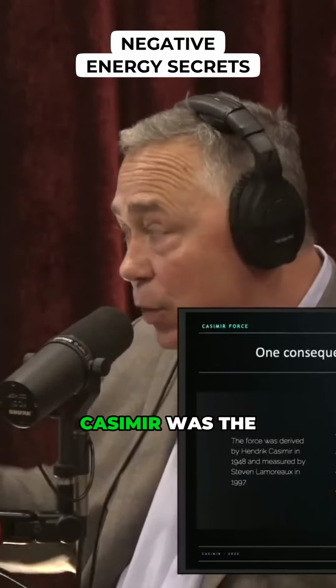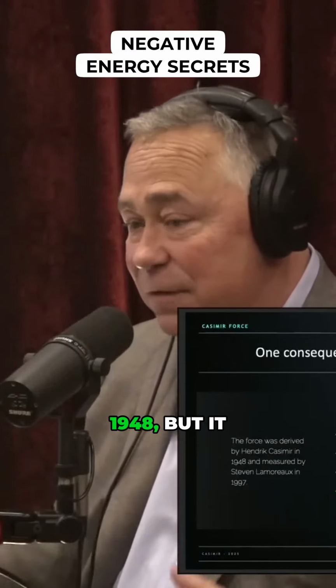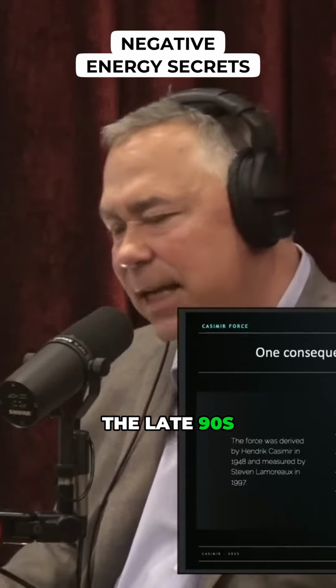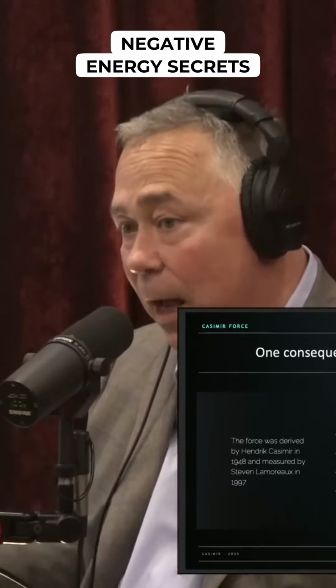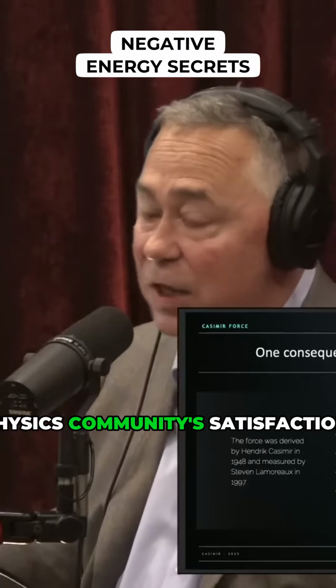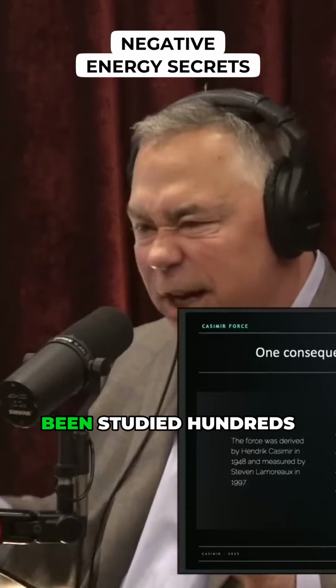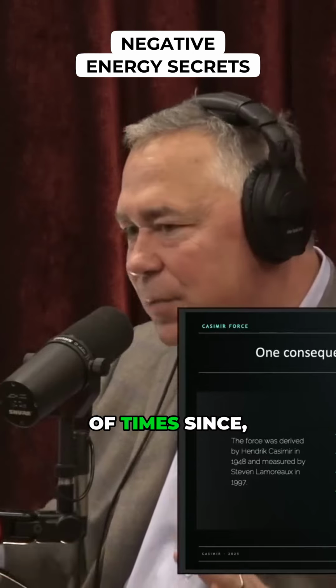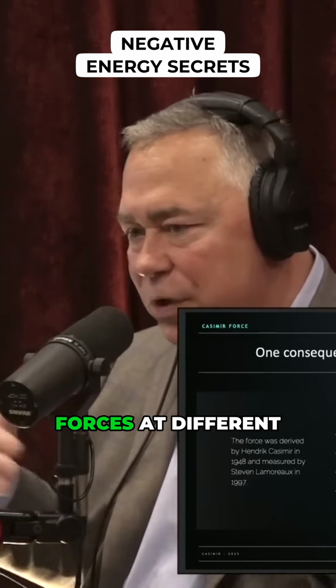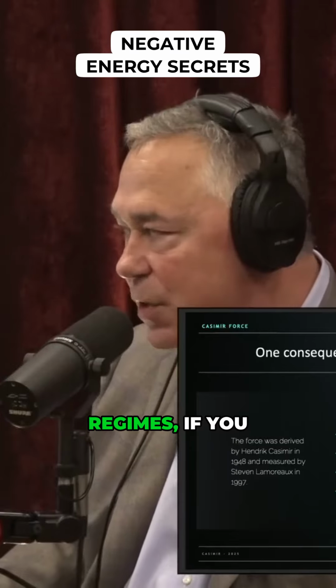A guy by the name of Casimir was the guy that derived that back in 1948, but it took us until the late 90s to actually measure this in the lab to the physics community's satisfaction. And so it's been studied hundreds of times since, measuring forces at different regimes, if you will.